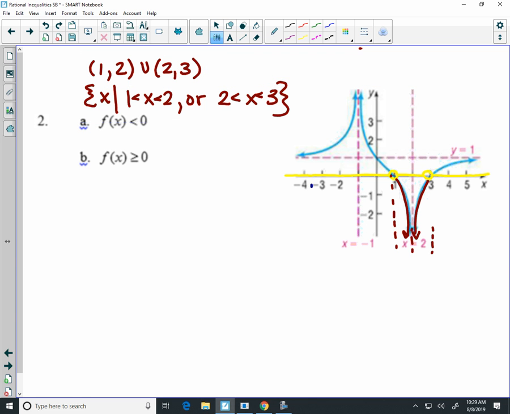All right, I'm going to clean up my graph a little bit so we can do greater than or equal to. So I feel like the hardest part with this is really being careful with those symbols, your less than or equal to's, your parentheses, and your brackets. So for f of x is greater than or equal to 0, now I'm going to look, where are we above the x-axis or on the x-axis?